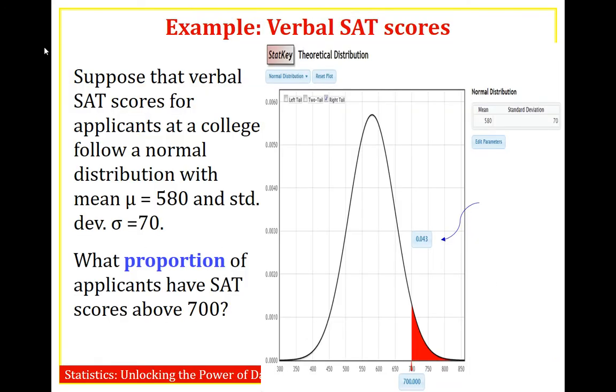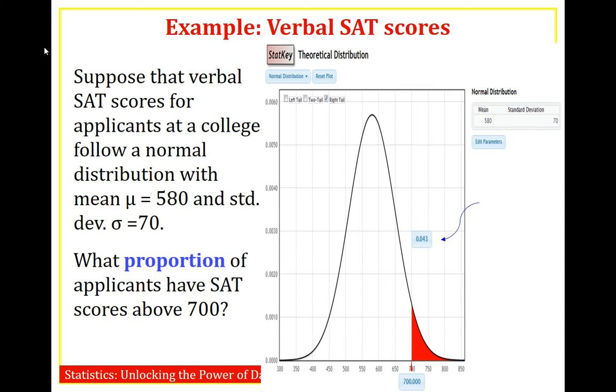For our next one, it says, suppose that the verbal SAT score for applications at a college follow a normal distribution with a mean of 580, so my 580 is my middle, and a standard deviation of 70. What proportion of students have a score above 700? Well, this is what we just calculated, right?